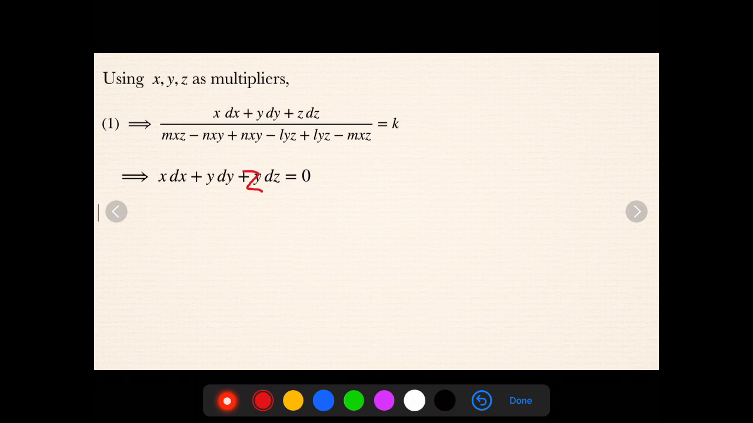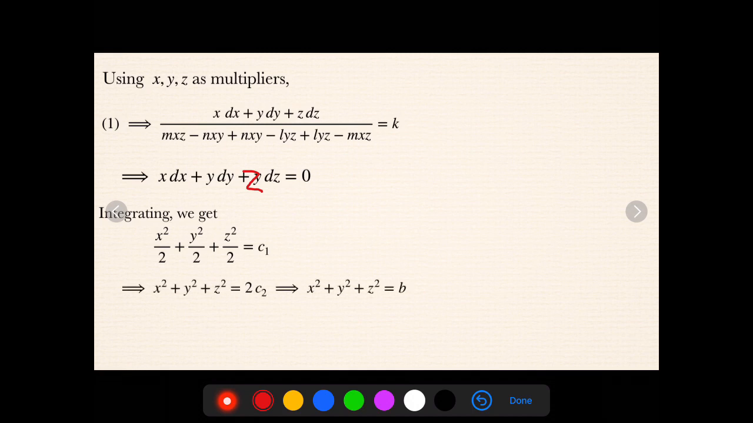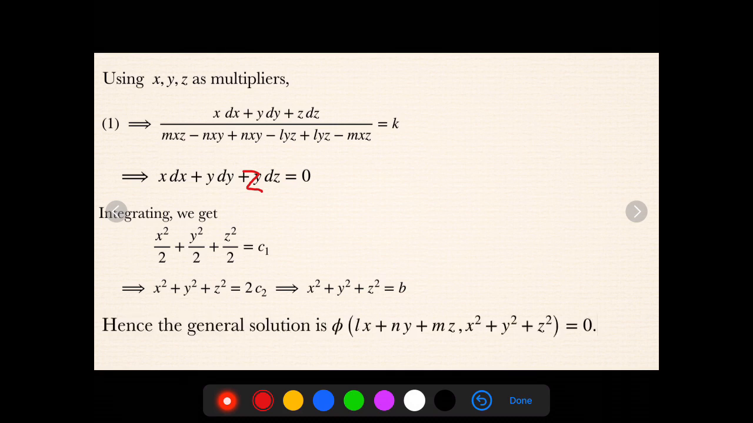So, integrate this one. Integrating, we will get x square by 2 plus y square by 2 plus z square by 2 is equal to c1. Transfer the 2 to the other side, 2 c1 becomes b. So form the final solution: phi of lx plus my plus nz comma x square plus y square plus z square is equal to 0 is your final solution.